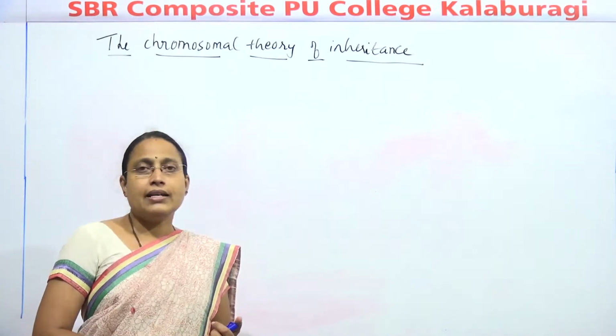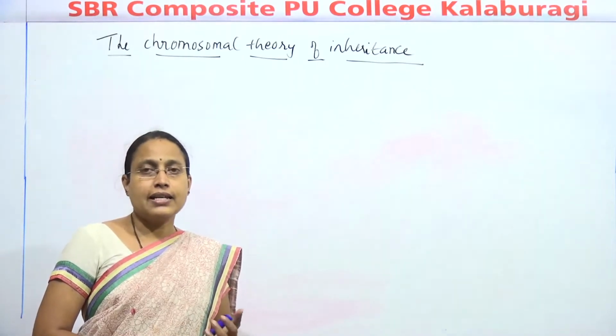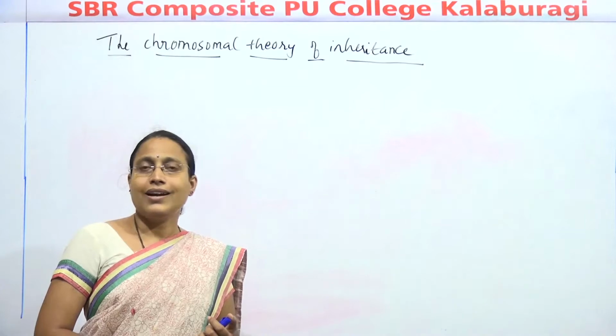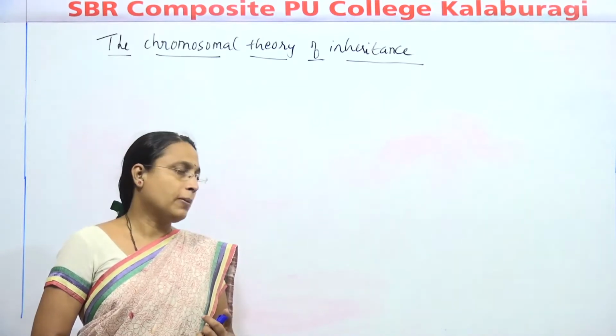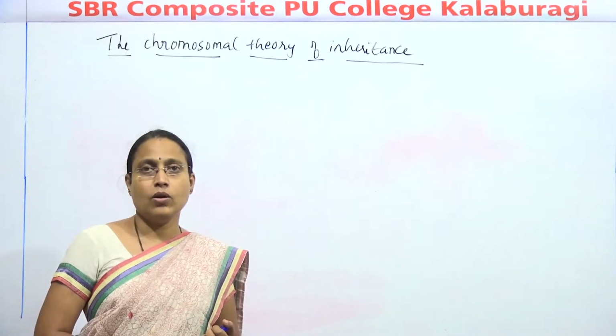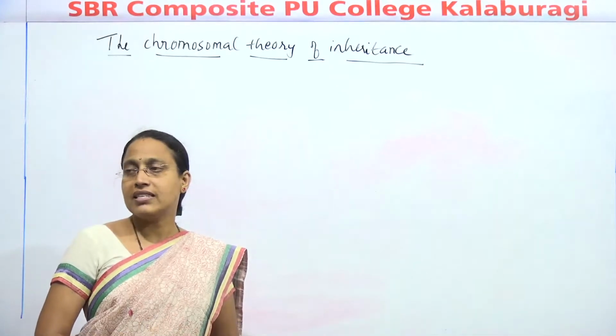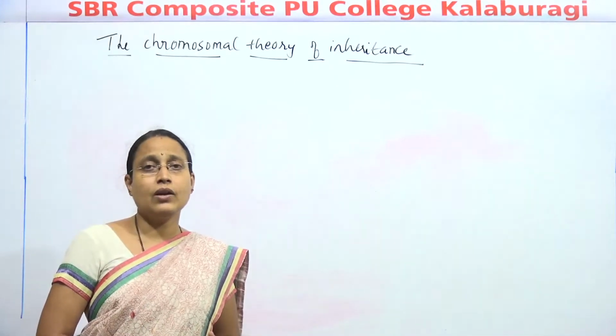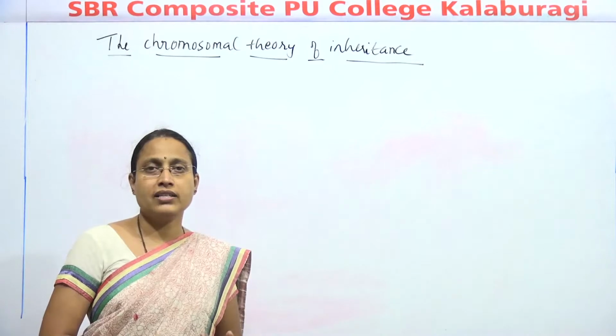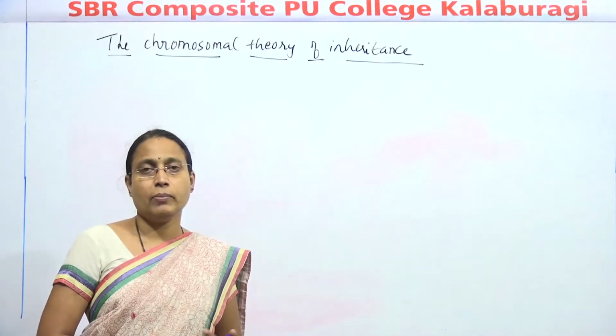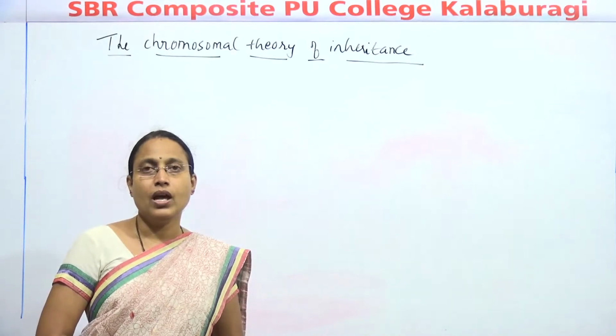Only in the 19th century, that's in 1900, three scientists rediscovered his work: Hugo de Vries, Tschermak, and Correns. Once they rediscovered his work, they realized that Mendel had done very important and significant work.